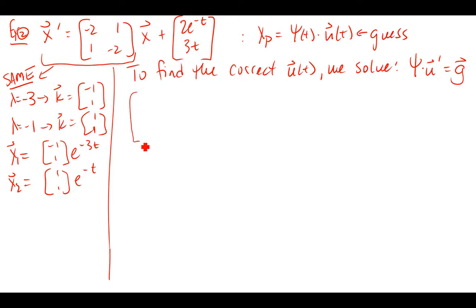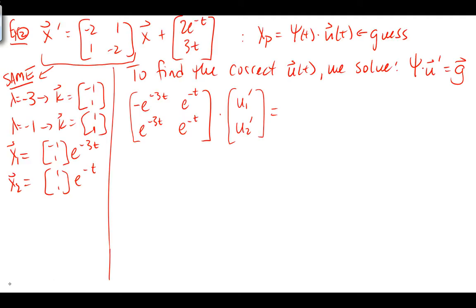Okay, so I need to do phi. Now phi are my two solutions written as columns. So of course my first solution is -1, 1, and then times e to the -3t. So of course that would be negative e to the -3t and e to the -3t, if I wrote that as a column. The second one would be e to the -t in the top and e to the -t in the bottom. Right? That's how that would break down. So that's my phi. Times U prime, so those are my mysteries for now. So I'll just leave them as such. Don't know the top, and don't know the bottom. And then G is, of course, this.